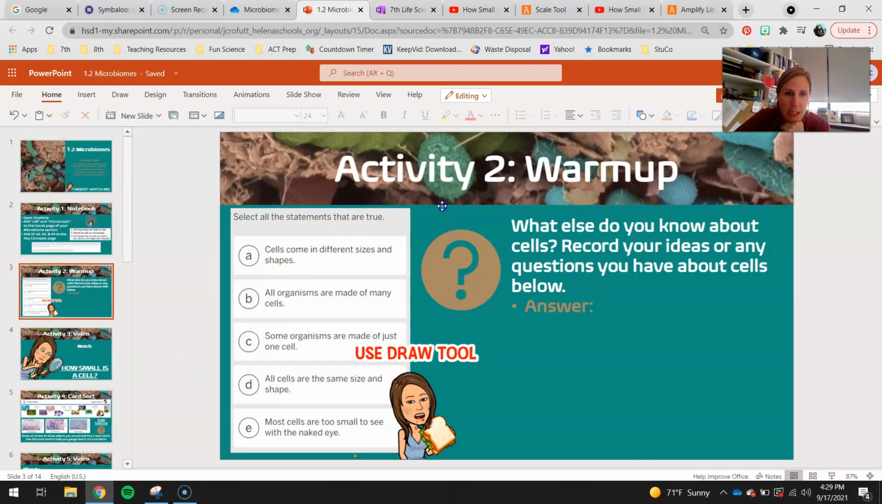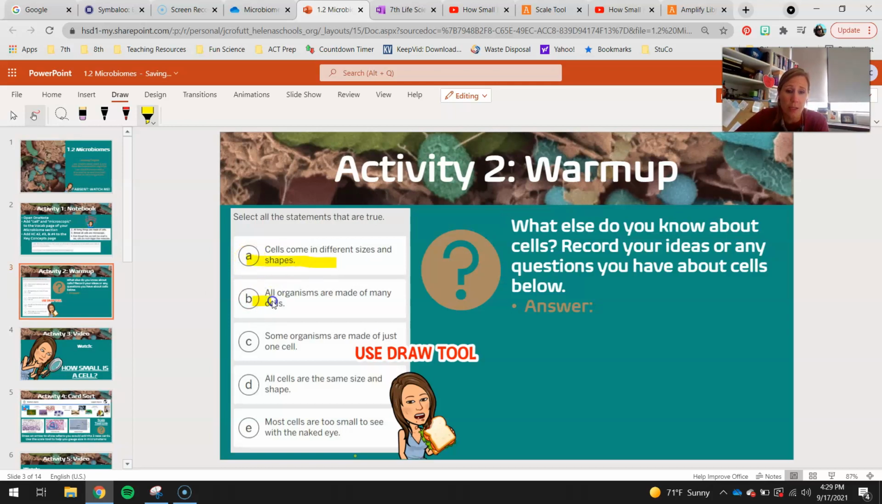For your warm-up today, you're going to need to use a draw tool. I'm going to click up here to the draw tool, and then click some kind of pen or highlighter, it's up to you. You have 5 statements. A, cells come in different sizes and shapes. B, all organisms are made of many cells. C, some organisms are made of just one cell. D, all cells are the same size and shape. And E, most cells are too small to be seen with the naked eye.